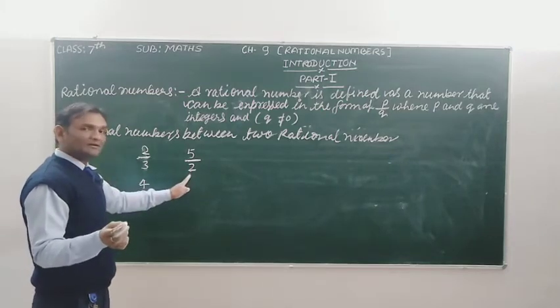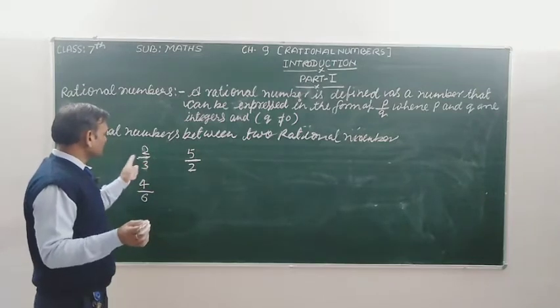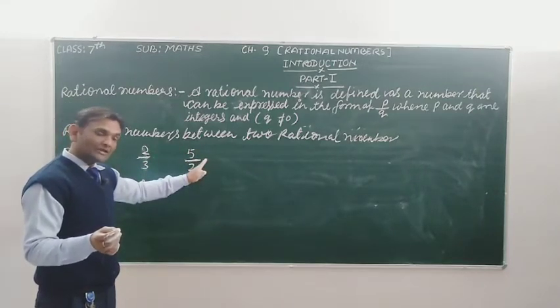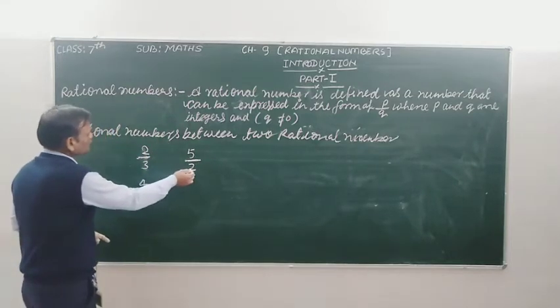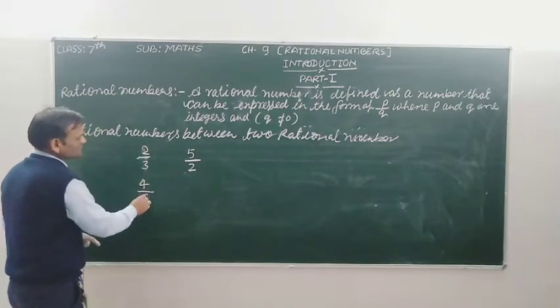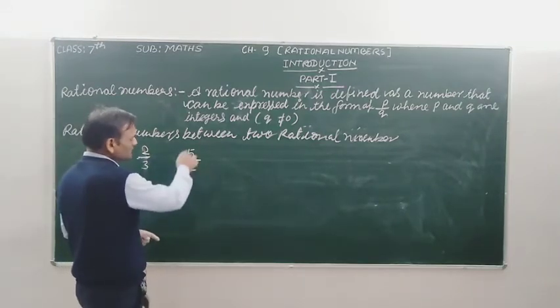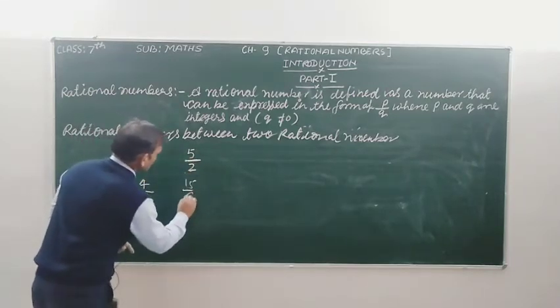By denominator we multiply in numerator and denominator of the first fraction, and the denominator of the first fraction we multiply in numerator and denominator of the second fraction. Then we can make the denominator same. So 2 2s are 4 and 2 3s are 6. By this denominator we have to multiply in numerator and denominator of 5/2. So 3 5s are 15 and 3 2s are 6.